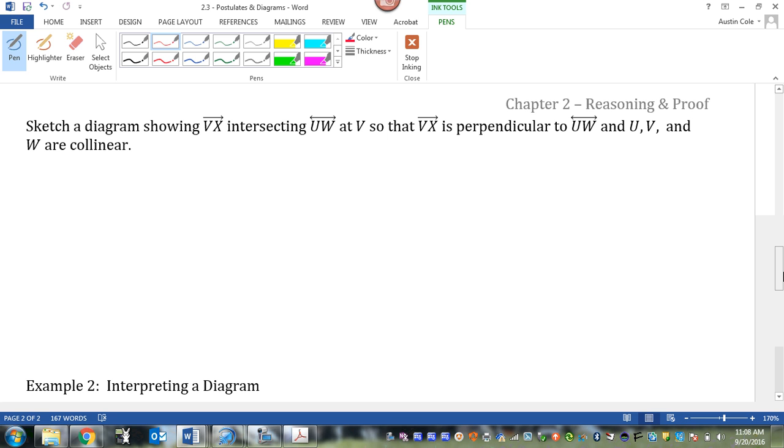Yeah, it's perpendicular. Perpendicular means like, like your nose. Who wants to come up and draw this for the class?